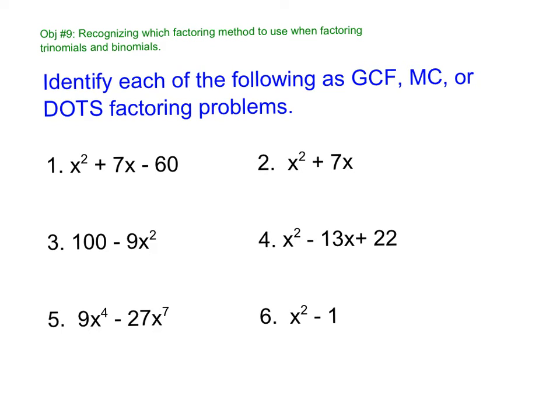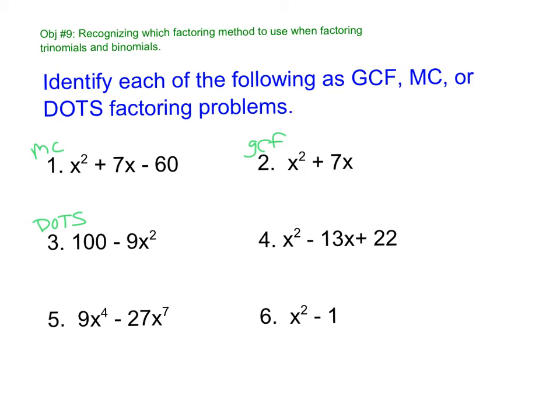All right, so number 1, 3 terms with an x squared, that's MC. No, nothing in front of x squared. Number 2, 2 terms with a plus, that has to be GCF. Number 3, 2 terms, binomial, subtraction, and perfect squares. That's your dots.